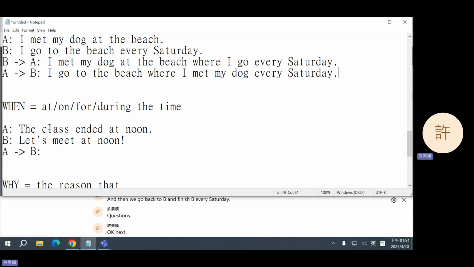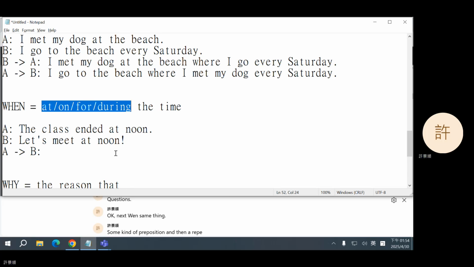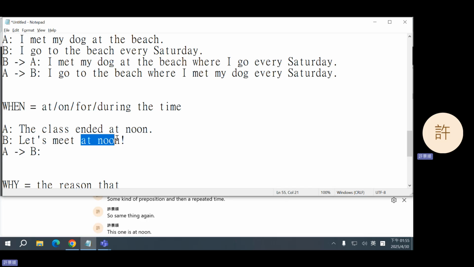Okay, next, when. Same thing. Some kind of preposition and then a repeated time. So same thing again. This one is at noon. This one is at noon. We can, but the second sentence is an imperative. So you can't put sentence B into sentence A, because it's an imperative sentence. So instead, let's put A into B. Beginning with B: let's meet at noon.